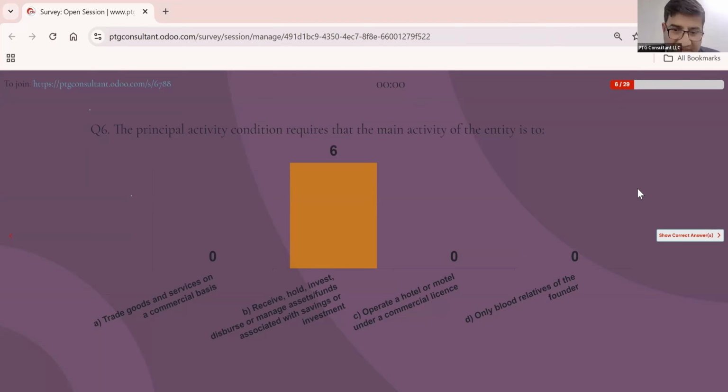So here is the principal activity. I believe six participants have joined so far, and the answer is correct. Would anybody like to add regarding the main activity? That would be more welcome, because for the family foundation this is one of the key areas: receive, hold, invest, disburse, and manage assets and funds associated with this saving. May I add?